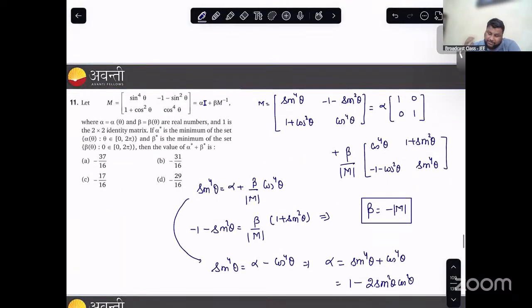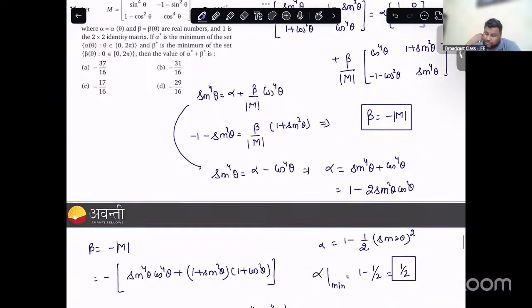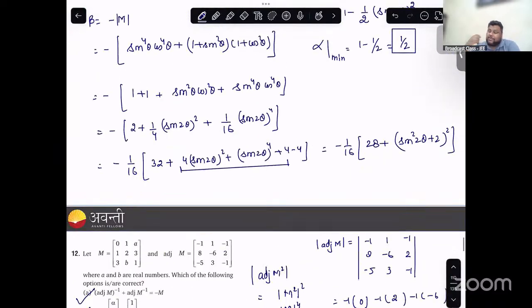Now they are saying beta is the minimum value. So how can beta be minimum? Beta will be minimum if sin square 2 theta is again going to be maximum. So beta minimum will be minus 1 by 16 times 28. Maximum will be 1, minus 9 it will be. So 28 minus 9 is 19 by 16 with a negative sign.